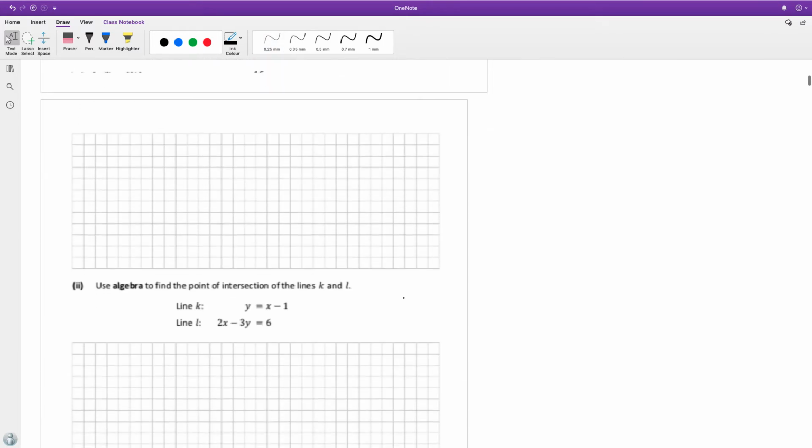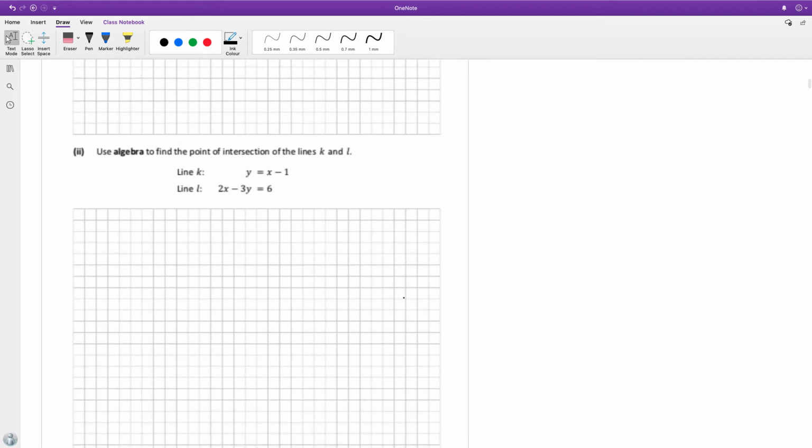-2. Right. Using algebra, find the point of intersection of two lines. How am I going to find the point of intersection of these two lines? Something we did in algebra. Anyone remember what we did? What did you say, Grace? Simultaneous equation. Whenever you see x's and y's of two lines and you want to find where they intersect, you do a simultaneous equation. Brilliant.